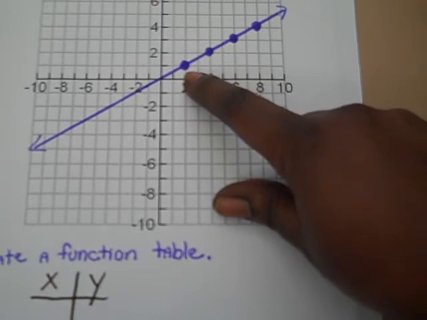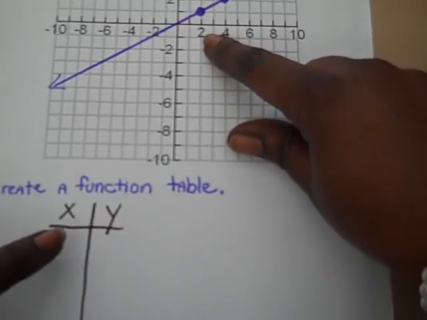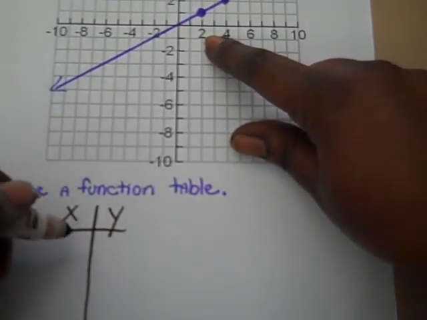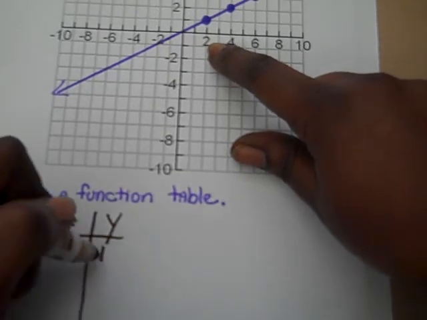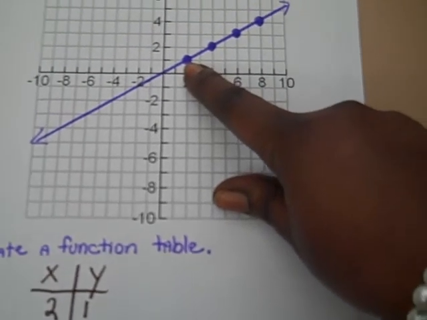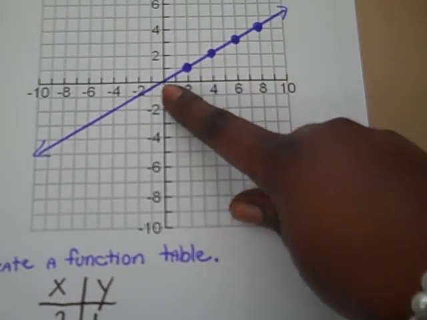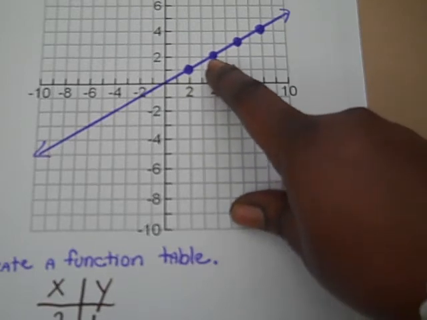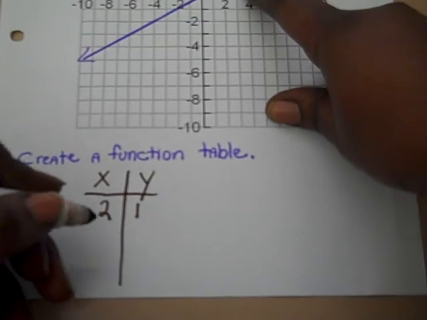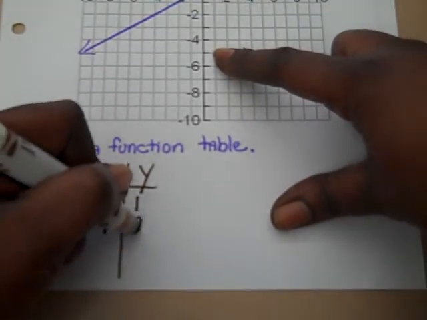So for this first point, when x is 2, y appears to be a 1. So our first ordered pair, or input and output pair, when x is 2, y was 1. Next point is located obviously here, so we're going to start at the origin. To get to that point, you must come forward 4 places and up 2 places. Therefore, when your input is 4, your output is 2.